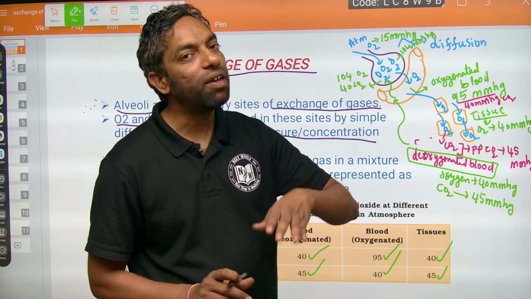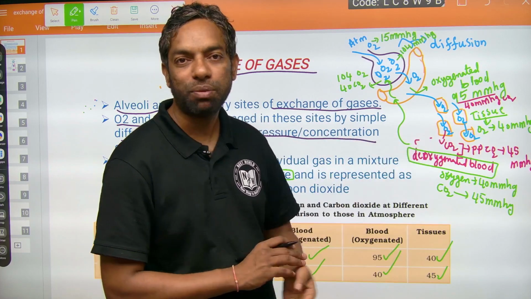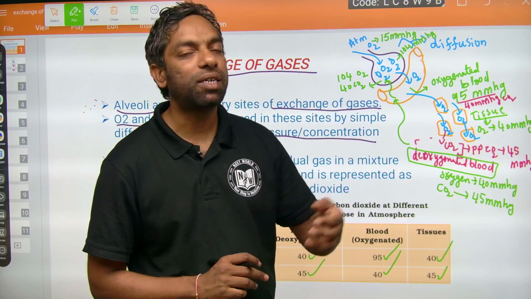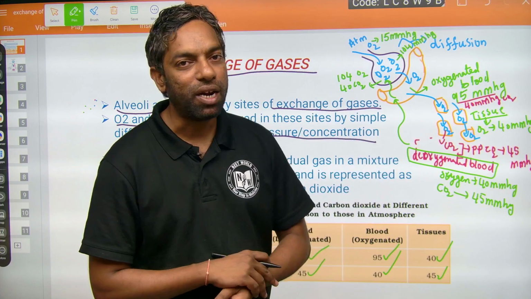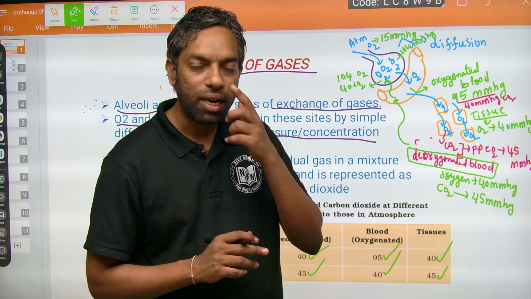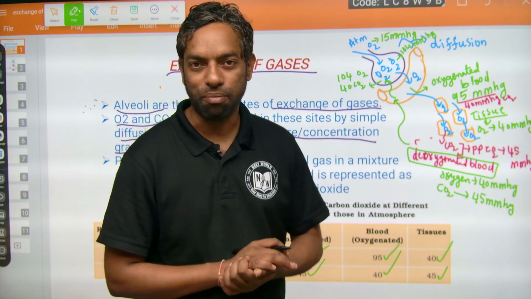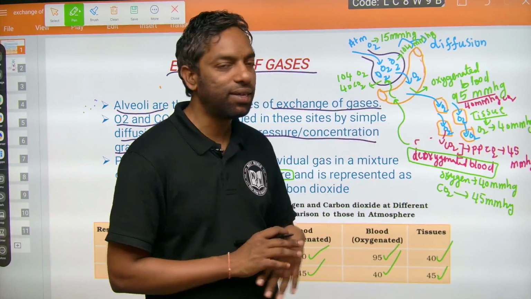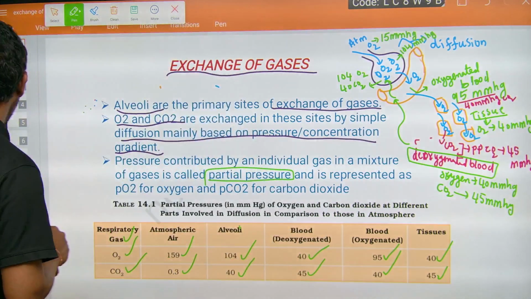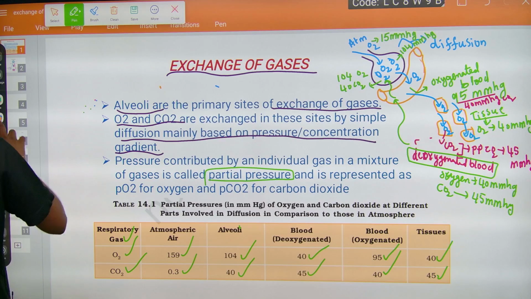These pressure gradients created the transport of gases. They can bind with the hemoglobin due to this partial pressure. If the partial pressure is high, they bind with hemoglobin. If the partial pressure is low, they can lose the binding with the hemoglobin, for any particular gas, either oxygen or carbon dioxide. I hope you guys understand here. Okay, next slide.